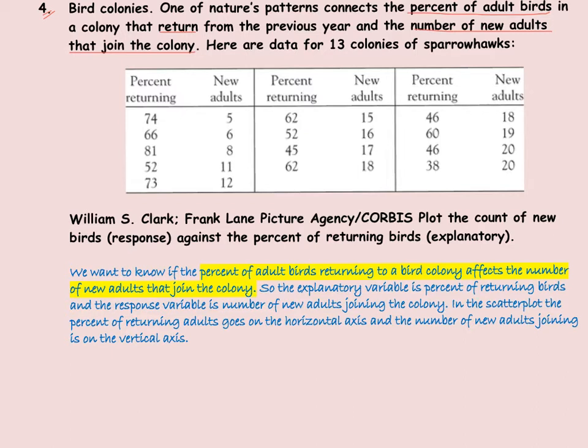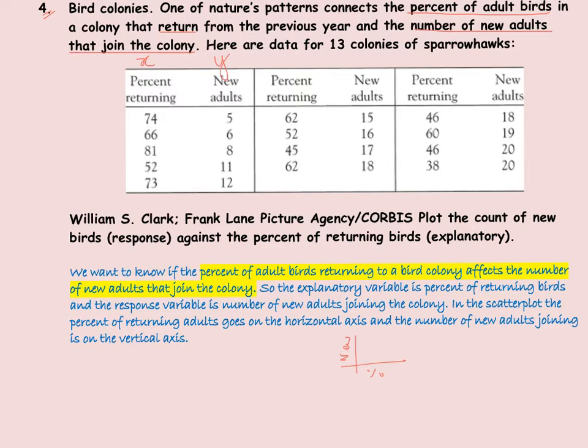So it gives us a sense that the percent of adult birds returning from the previous year affects the number of new adults that join the colony. So from the question, by reading it carefully and thinking about it, the percent of returning birds is the explanatory variable, and the new adults is the response variable. For the scatter plot, the explanatory variable, the percent of birds returning from the previous year, would be on the x-axis, and the number of new adults joining would be on the y-axis.